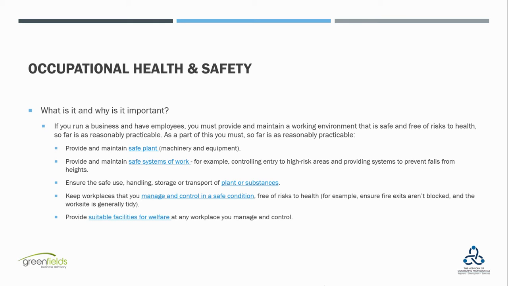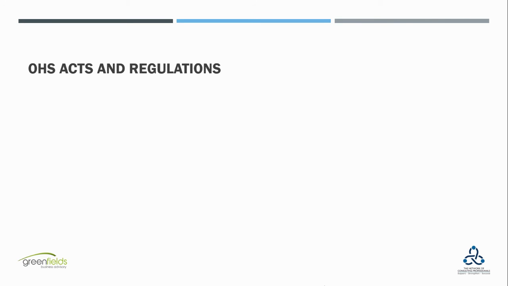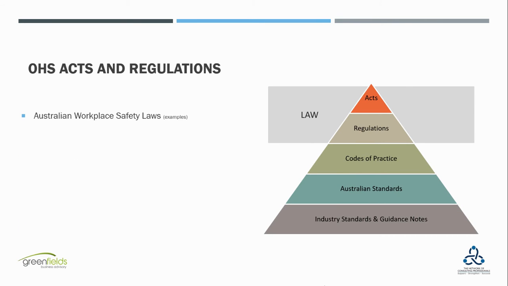Provide suitable facilities for welfare, toilets, tea rooms, for example, at any workplace you manage and control. And also give your employees the necessary information, instruction, training or supervision to enable them to do their work in a way that is safe and without risks to health. So quite a few statements, but what does it mean?